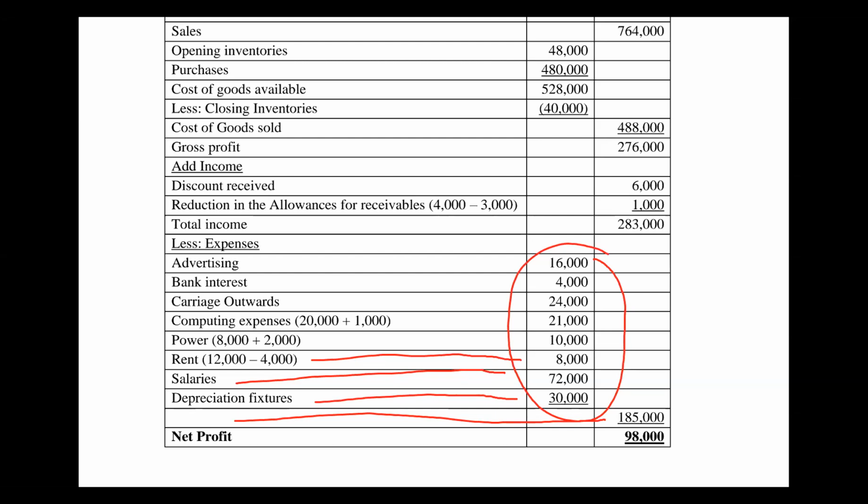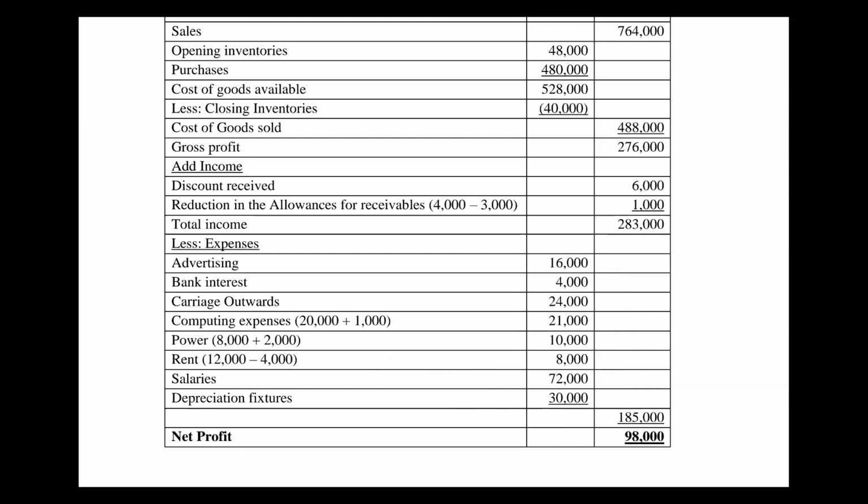Hello, do you have a question? Sorry, so maybe just to take you backwards. Yes, madam. On the bank interest, maybe just try to explain for me a bit why the bank interest is under expenses.